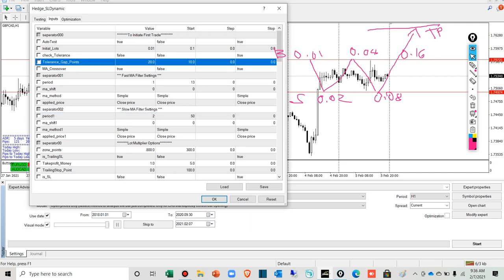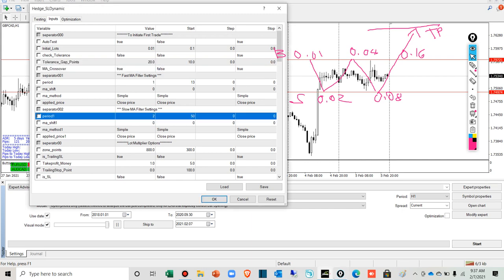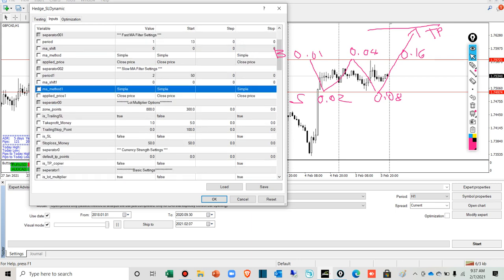Now meanwhile, the toleration gap is when, let's say this is the 1 minute and this is the 2 minute, and the distance between these is reasonable, the crossover is reasonable, that's the only time the expert advisor will initiate the buy or sell. Okay, so that's how the toleration gap functions. But meanwhile, this is for backtesting, so I do not put any toleration gap. Now, let's proceed to zone gaps.